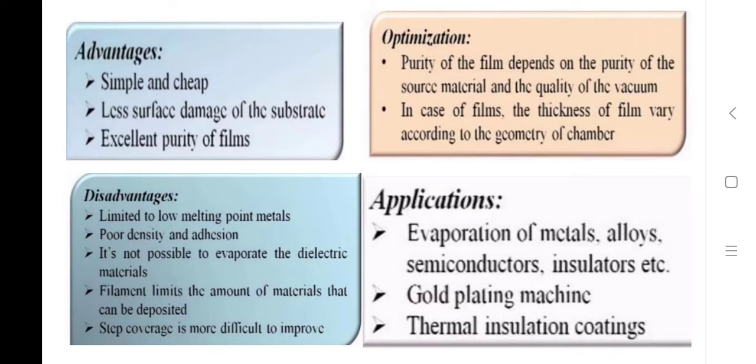Then in case of film, the thickness of films varies according to the geometry of the chamber because it depends on the vacuum. So if the sample size is more, then automatically the chamber size will be more, because we need a certain constant vacuum for doing this kind of modification.